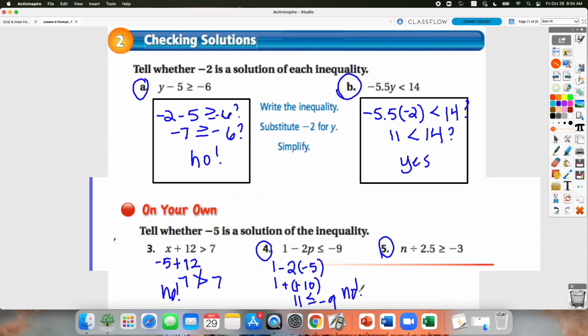Okay, and then number 5, if I'm testing to see whether negative 5 is a solution to that one, Trey, what would I need to do? Absolutely. So I've got negative 5 divided by 2.5. What does negative 5 divided by 2.5 give me, Trey? Negative 2. So is negative 2 greater than or equal to negative 3? Yes, it is. It would be further to the right. So this time, negative 5 was a solution. Okay, are we feeling okay about that? Testing to see whether a number is a solution, just substituting it in. Yes, no, maybe.